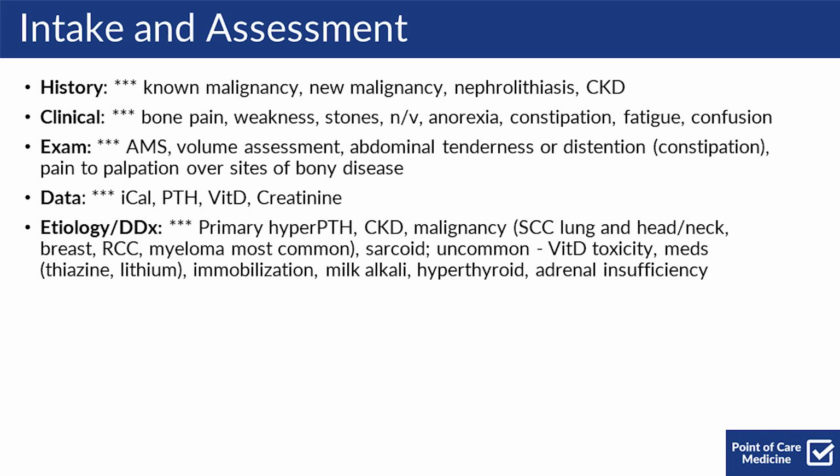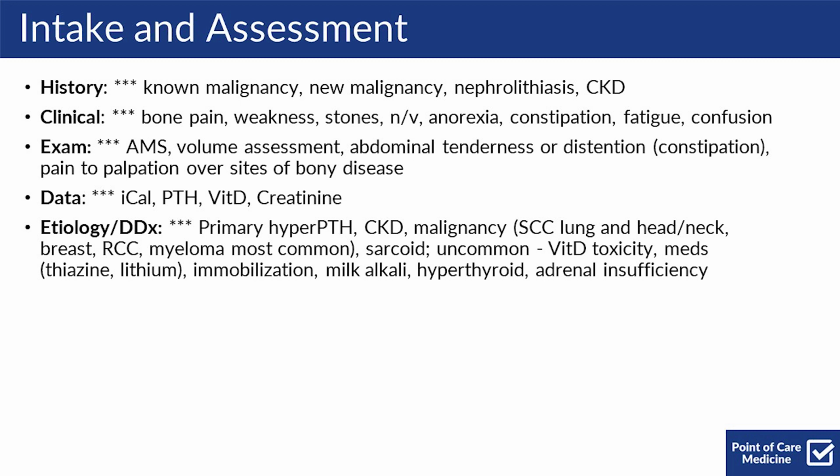On exam, assess for their altered mental status, do a very good volume assessment because many of these patients present quite dehydrated, assess for abdominal tenderness or distension that could suggest constipation, and look for pain to palpation over sites of bony disease, most notably over the spine. Data that you should be thinking about and incorporating into your assessment includes an ICAL, a PTH, a vitamin D, specifically the activated form or calcitriol, and creatinine to assess for any renal dysfunction.